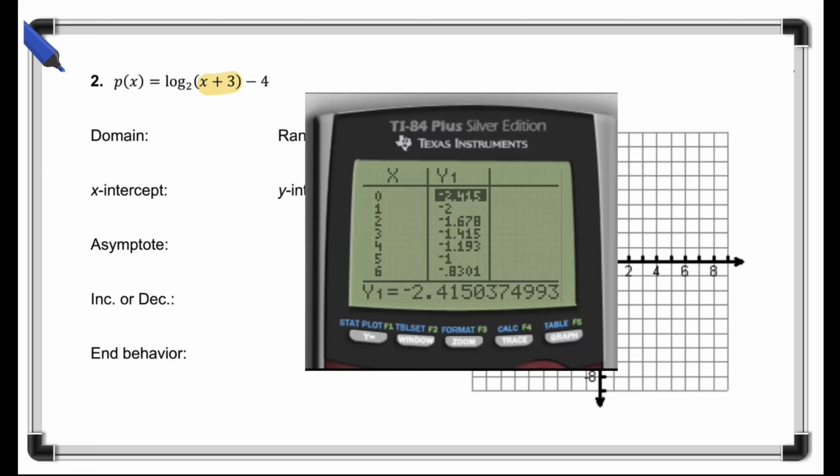Now, to find our x-intercept, that is where y is 0. Let's see if we have a nice number for our x-intercept. Oh, it is here. We have an x-intercept at 13, 0.